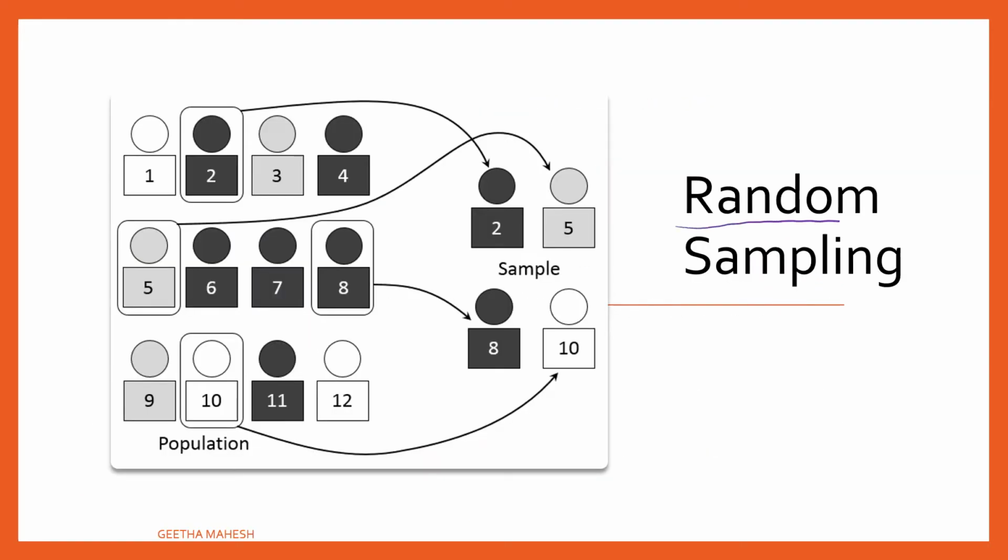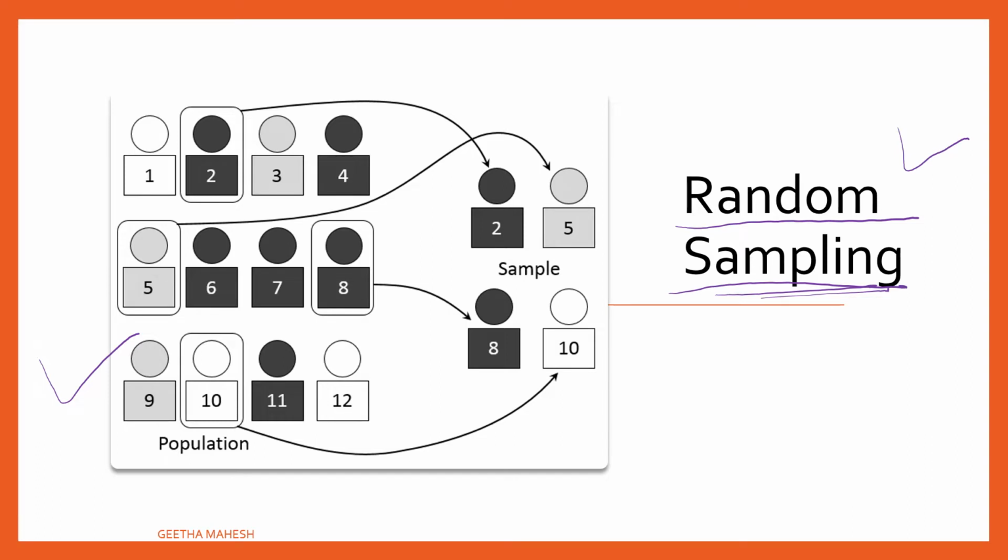What do you mean by random sampling? When you are going to select the samples, if all the units in the population get an equal chance of being selected, then that sampling we call random sampling.